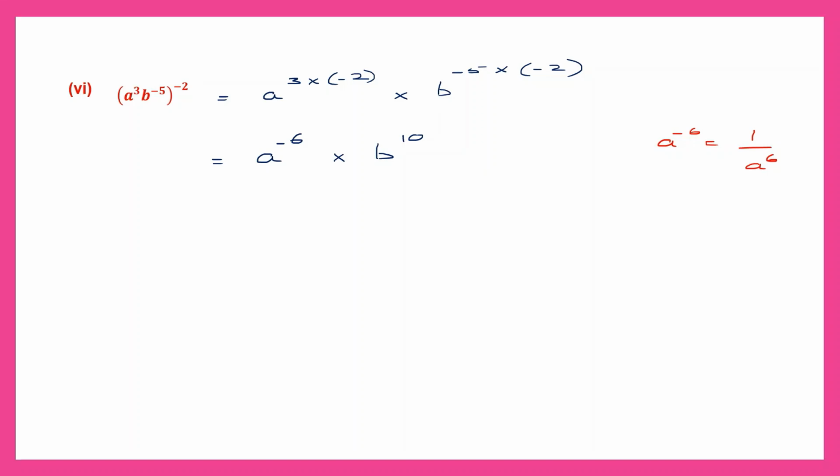So here 1 by a to the power of 6, straight away we can write as 1 by a to the power of 6 into b is already positive, so b to the power of 10. So this will be 1 into b to the power of 10, which is b to the power of 10 by a to the power of 6. So this is our final answer, b raised to the power of 10 divided by a raised to the power of 6.